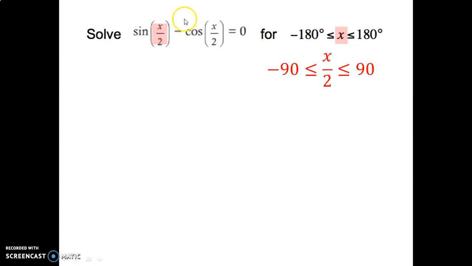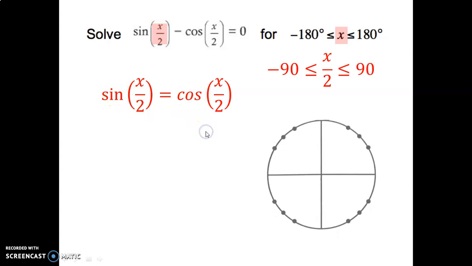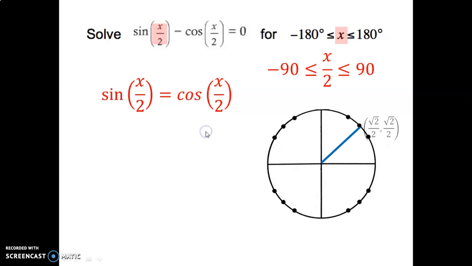Now this is interesting. What do we do with this? It's different. We can move the cosine to the other side. So we have sine of x over 2 equals cosine of x over 2. In other words, what angles produce y values and x values that are the same? There's some angles that produce the same x and y values. When are they equal? Well, hopefully you're thinking that's the 45, 45, 90 triangle, because in that triangle, we always have the same x and y values, right? Root 2 over 2 and root 2 over 2. And we have the two positive ones here and the two negative ones here.